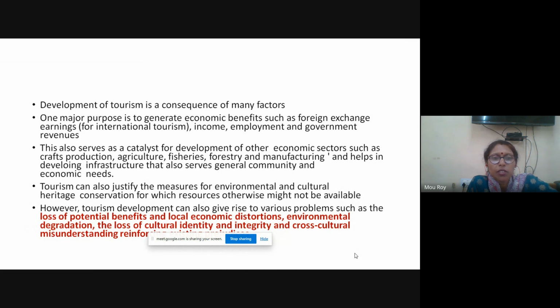So tourism always has both ways, positive as well as negative impacts. It can have negative impacts on the environment, like construction of infrastructure such as hotels, resorts, then roads. They can lead to deforestation because you have to cut down the trees. So it leads to deforestation. Then there is habitat destruction.